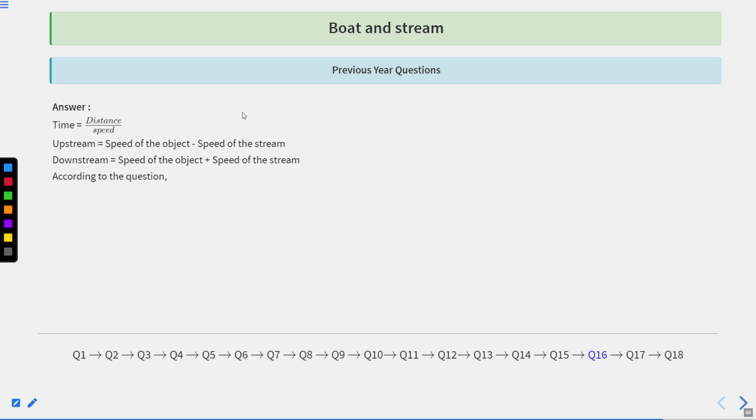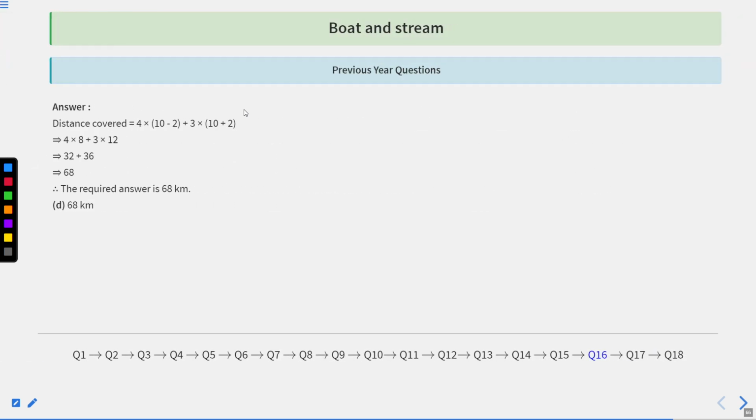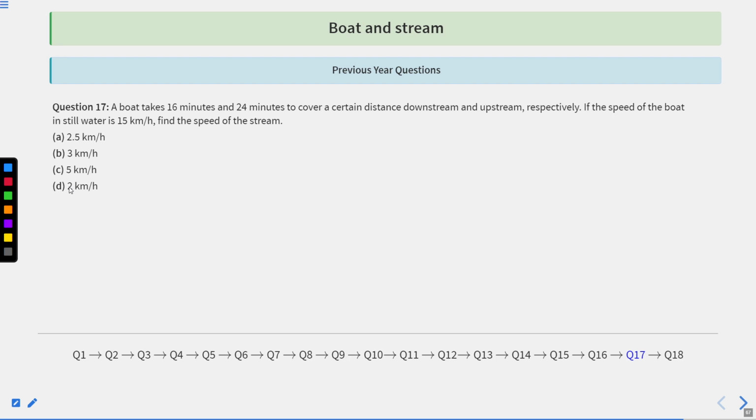The important formulas that will be useful here are: time equals distance upon speed, speed upstream equals speed of the object minus speed of the stream, downstream equals speed of the object plus speed of the stream. So according to the question, distance covered is equal to 4 times (10 minus 2) plus 3 times (10 plus 2). This implies 4 times 8 plus 3 times 12 equals 32 plus 36, which is 68 kilometers. So the required answer is 68 kilometers.